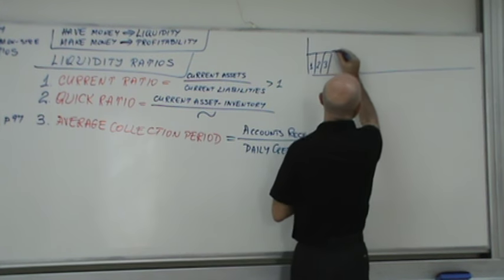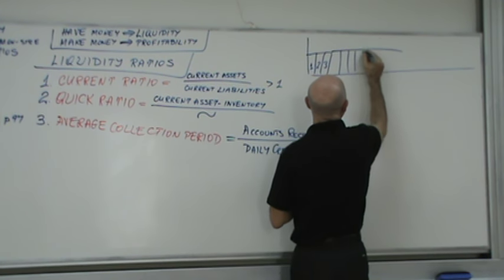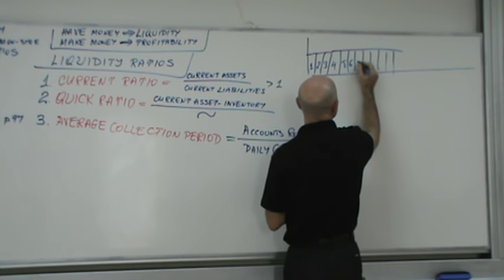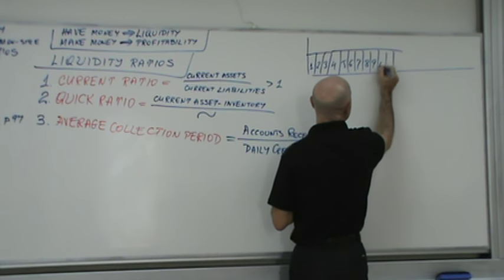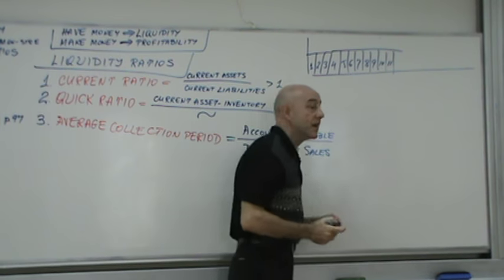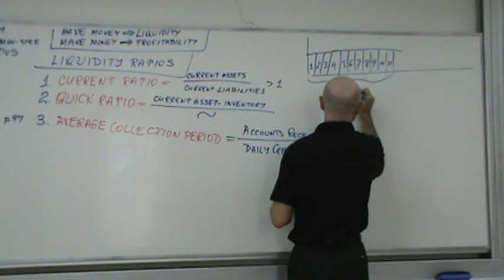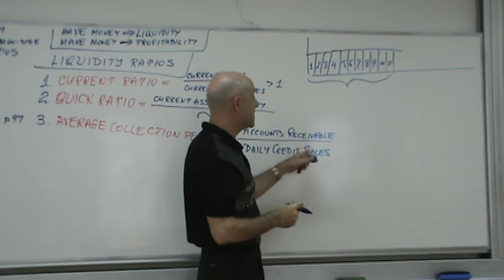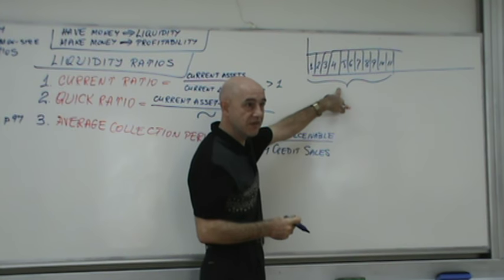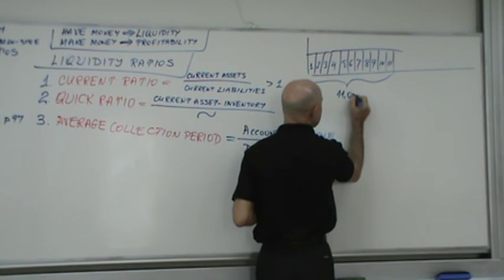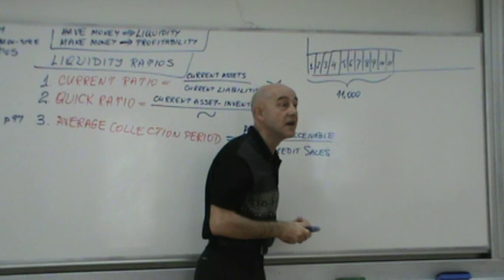And you keep doing this for many days. 4th, 5th, 6th, 7th, 8th, 9th, 10th, 11th. Okay. So far, everything that's sold on credit, meaning the daily credit sale is 1,000, you got 11 days, and the total credit is 11,000.